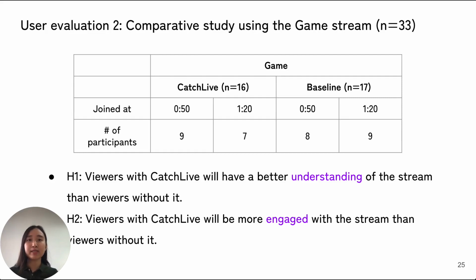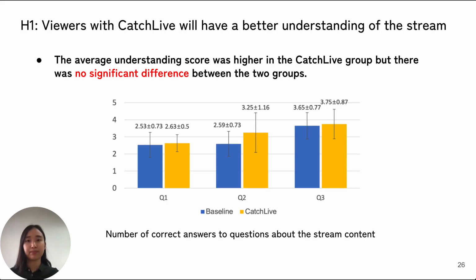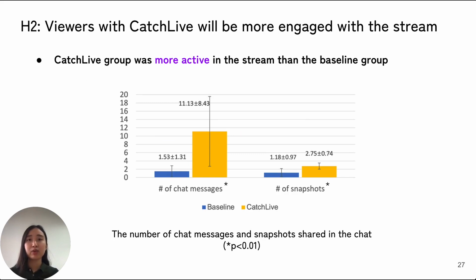Next, we conducted a comparative study to evaluate the summary features of the system in more depth with the game stream. We used a between subject design, and the baseline group used CatchLive without the summary features. We hypothesized that viewers with CatchLive will better understand and engage with the stream. Along with self-reported survey responses, we asked 3-factor questions about the stream content to estimate viewers' level of understanding. Although the average understanding score was higher in the CatchLive group, there was no significant difference between the 2 groups. For engagement, we compared the number of chat messages and snapshots the viewers made, assuming that more engaged viewers would leave more messages. We could see that CatchLive group was more active in the stream than the baseline group.